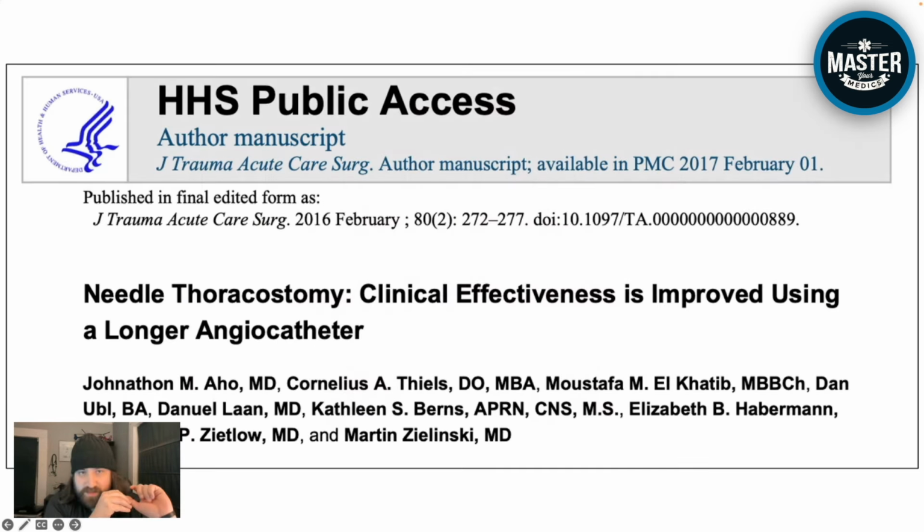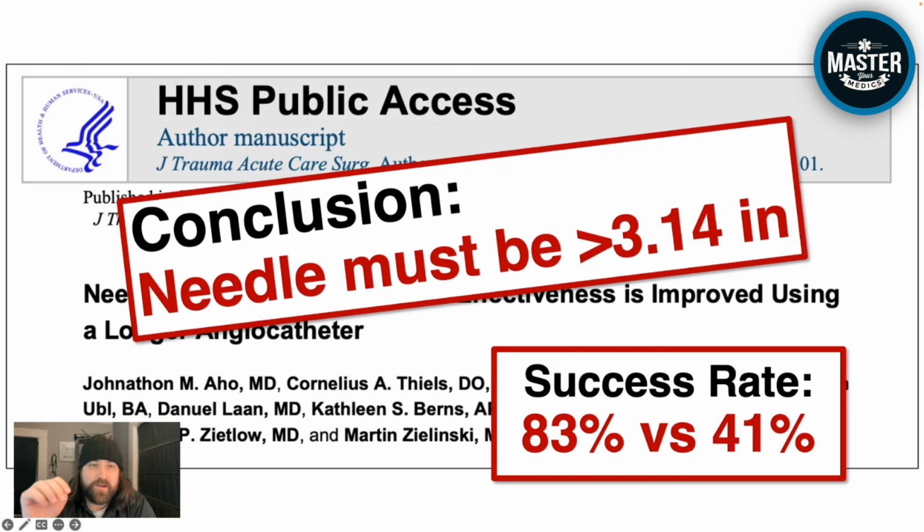So now the question becomes, now that we know where the landmark goes, what size needle do we need, right? And this paper was really the big game changer here. Turns out lots of controversy over the utility of EMS decompression. This paper basically found out that it was the needle's fault. This was a comparative study in adults, basically anyone over the age of 15, and a longer 3.14-inch needle compared with a shorter 1.96-inch needle was associated with a big significant improvement in success rate. Literally a little over double: 83% versus 41% success rate by using that longer needle.